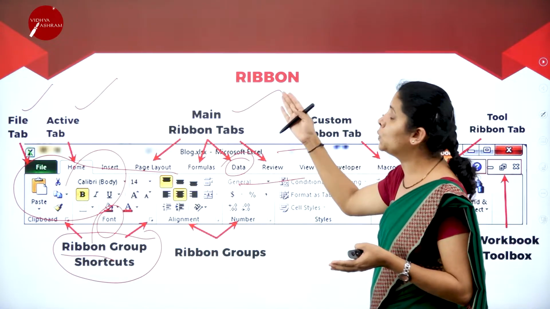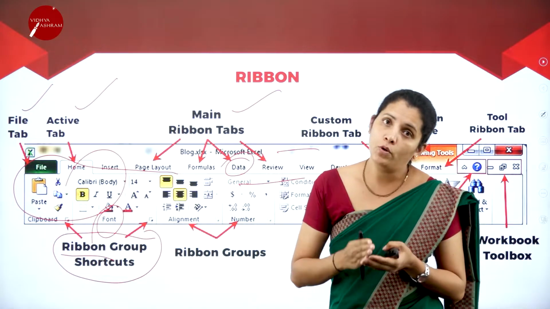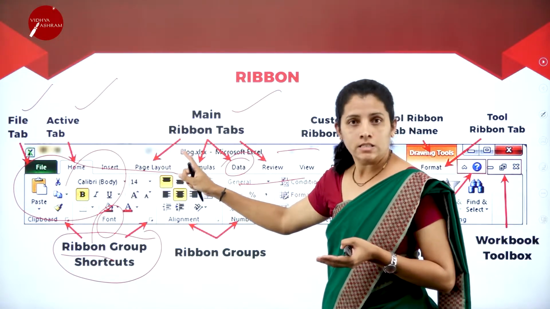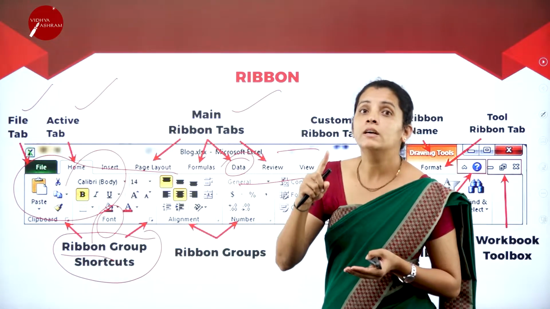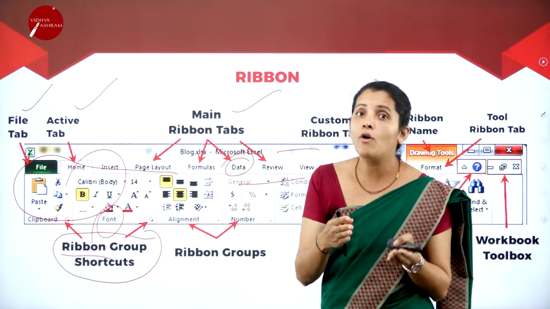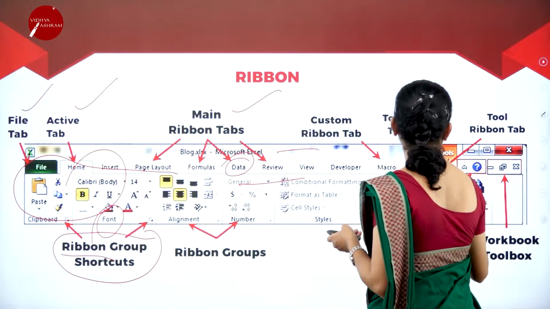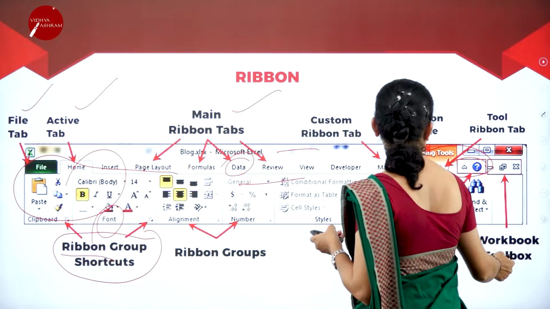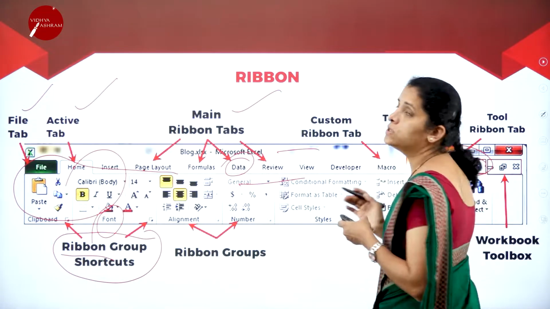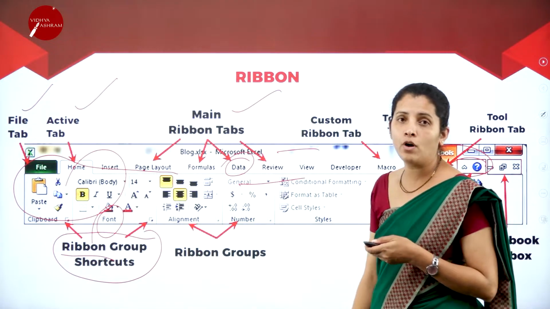So the ribbon includes three components, and inside the group I'm going to have the command. Say it is font size or font color or font format or font style. These are the examples for commands. So here I'm going to have the ribbon text box, and these are the different kinds of tools in the ribbon. So this is the best example for the ribbon.